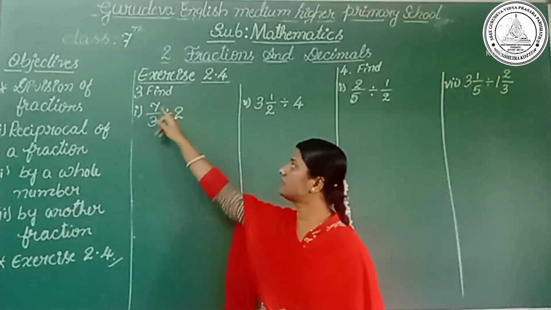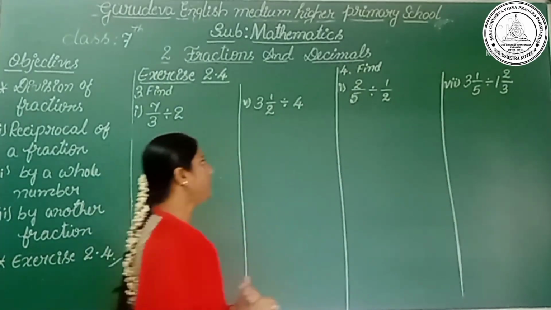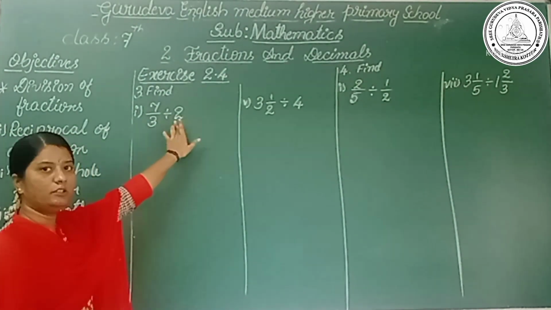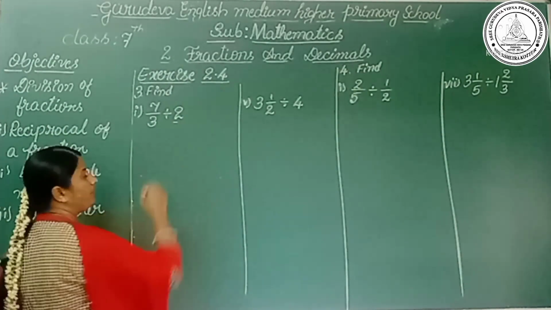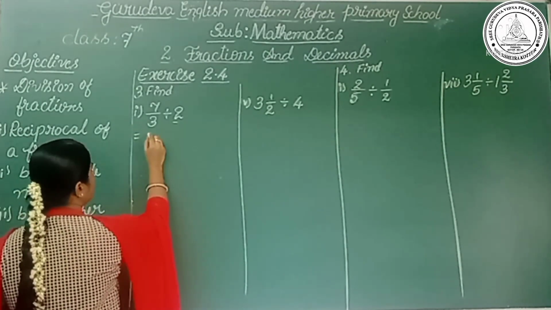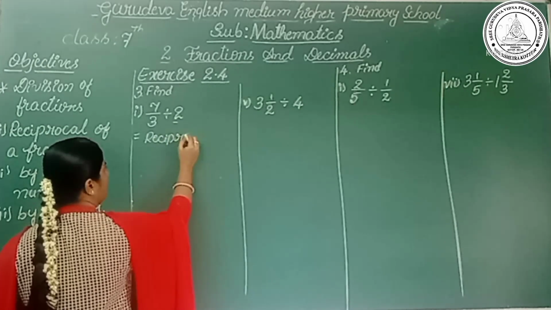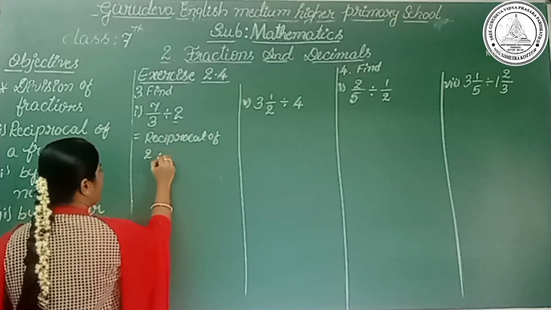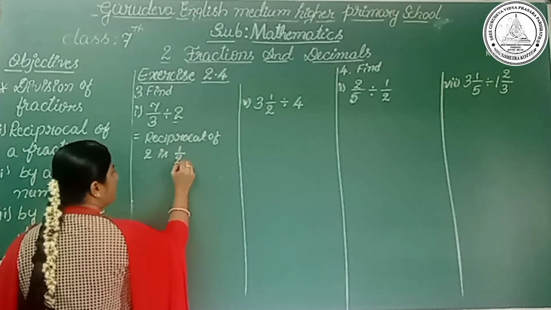So the first one is 7 by 3 divided by 2. So we have to divide 7 by 3 by 2. So we have to take the reciprocal of the number 2. Okay. Then write down here in the solution, which is equal to the reciprocal of 2. It is a whole number, so 1 by 2.